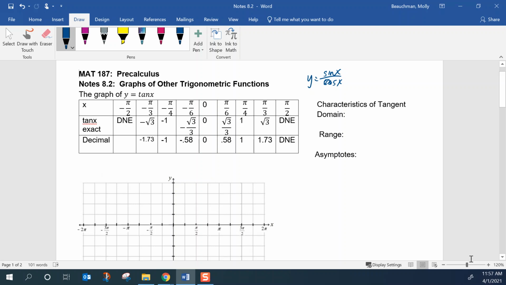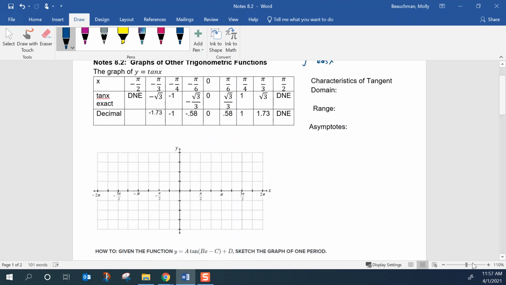So if we take a look at and plot points between negative pi over 2 and pi over 2, the exact values from the unit circle are listed, and then the decimal values are listed. At negative pi over 2, the tangent does not exist because sine divided by cosine is undefined. So at negative pi over 2, we have a vertical asymptote. Then at negative pi over 3, we graph about negative 1.73. Halfway in between is negative pi over 4, which is 45 degrees.